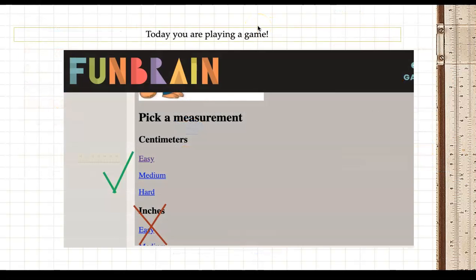Then you can play Fun Brain. So there's a game on Fun Brain about measurement. You are not going to click any of the inches games because we do not learn inches, okay? We are not talking about inches. We are talking about centimeters that are in the metric system. You can choose the easy level, the medium level, or the hard level. I recommend starting with easy because as you go into medium and hard, it's going to ask you for millimeters, and we haven't quite learned about millimeters yet, okay? That's just for fun. You can play it as many times as you would like to, and then you can use your free time to just get caught up on anything that you are not done yet.